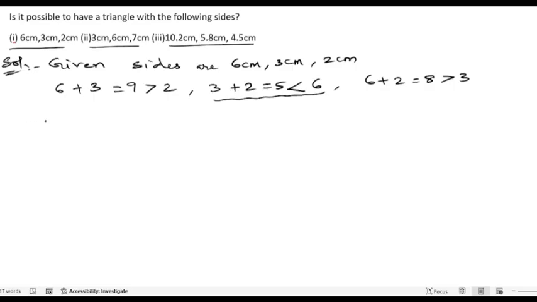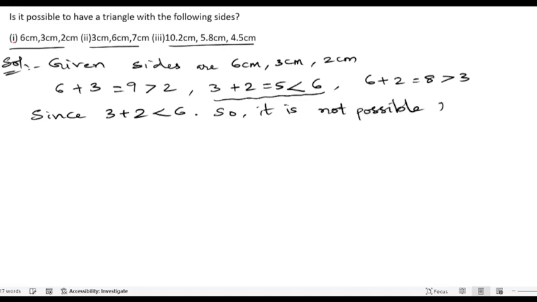Let us write down: since 3 plus 2 is less than 6, it is not possible to draw a triangle. It is not possible to draw a triangle.